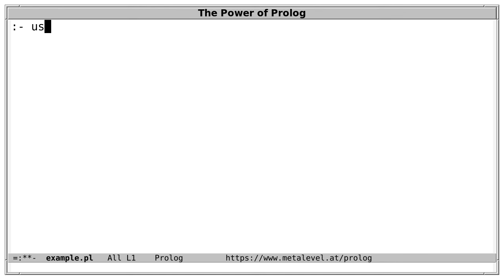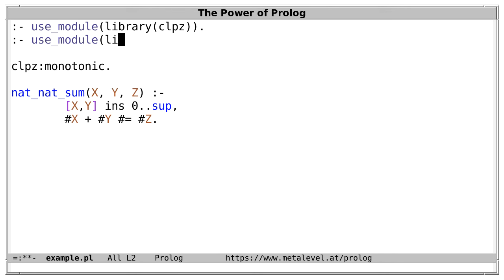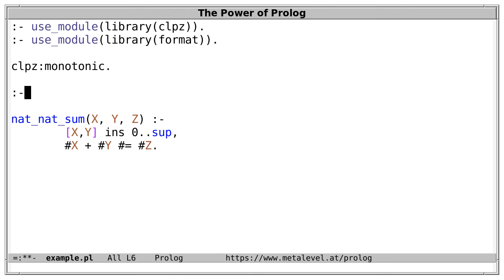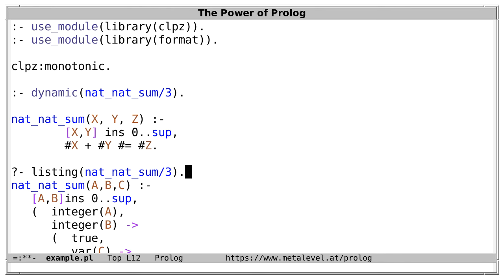For example, let's say we load this library in a Prolog program and we use it in the monotonic execution mode. And we define the predicate nut_sum, defining the sum z of two natural numbers x and y. Okay? Now, let's take a look at the listing of this predicate. We can do this with the format library, and we declare the predicate dynamic to make it public and thus inspectable. And then we ask for the listing. Here it is.